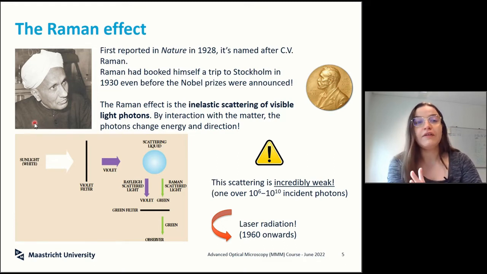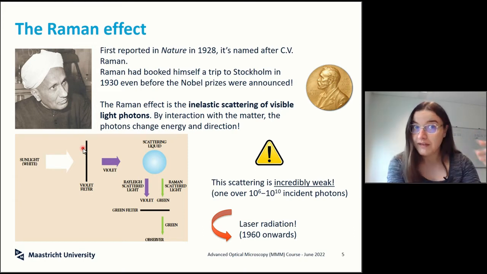And if you are interested in history, I would recommend checking out the history of Raman, because he's an incredibly prominent Indian scientist, and he was a legend of the Indian Scientific Academy. So he did a lot of stuff apart from discovering the Raman effect. And what is the Raman effect? The Raman effect is an inelastic scattering of visible light.